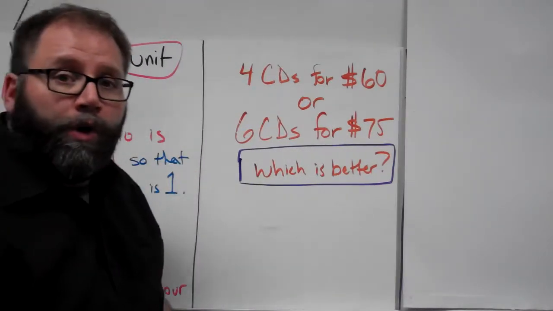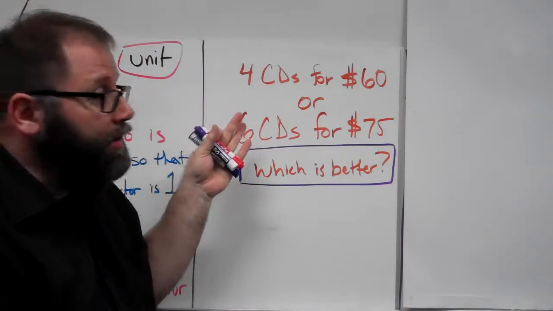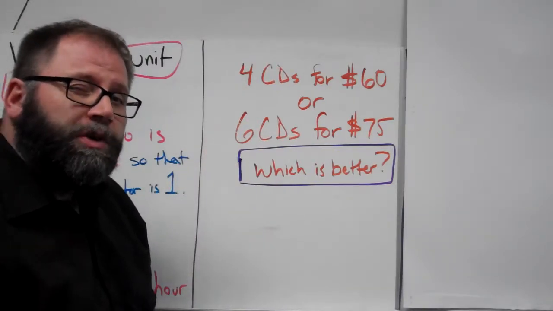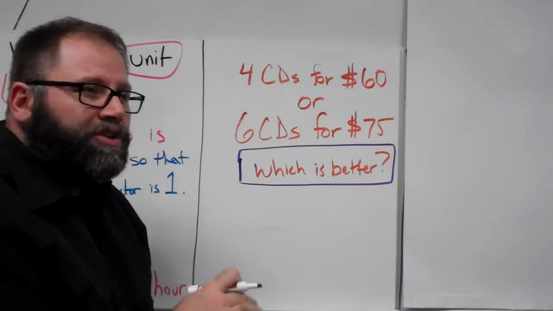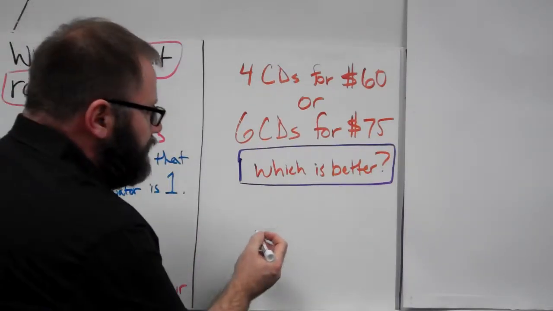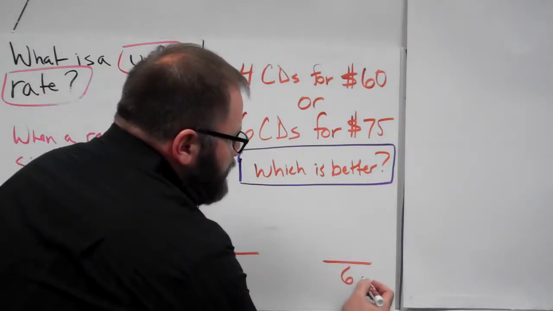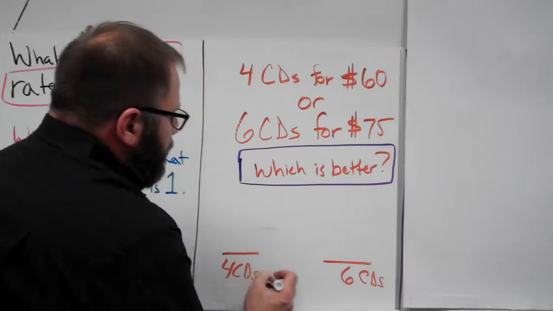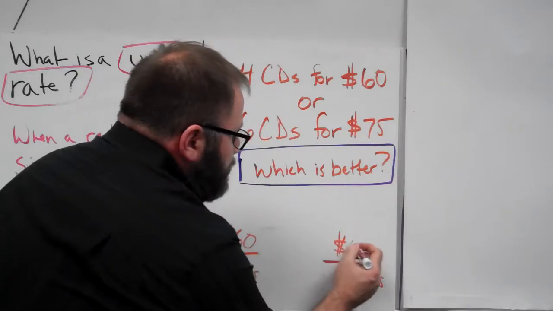So here's a real-world example from the 1990s. If you could buy 4 CDs for $60 or 6 CDs for $75, which would be the better value? So we want to find out the price of each CD. So to do that, our rate is going to end up being per CD. If it's per CD, then we want to put the CDs in the denominators. So this one will be 6 CDs. This one will be 4 CDs. This one is $60. This one is $75.